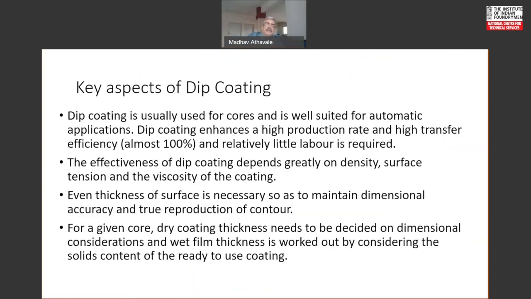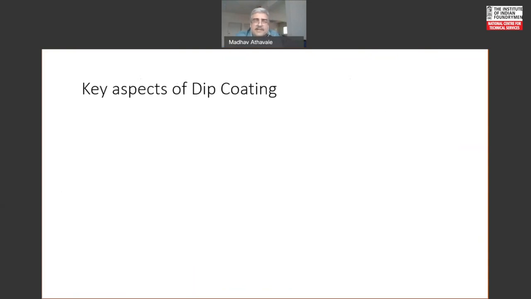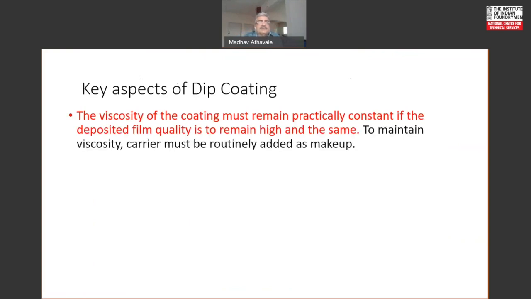So as an example, we'll see a wet film thickness gauge, but I am saying if you have X as the wet film thickness and you have 50% solids content, then we can fairly assume for an even coating, the dry film coating thickness will be half of the wet film thickness. So that is verified by the foundry during the initial setting of the process.